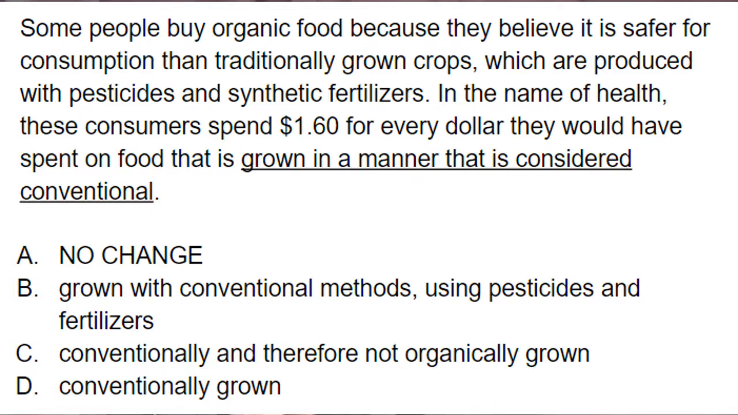If we look at B, it also appears to be long. Grown with conventional methods using pesticides and fertilizers. One thing to keep in mind is read not just the underlined portion, but also read the portion above. See where it says in the previous sentence, produced with pesticides and synthetic fertilizers. So we see that if we have that in the option for the answer, it would end up being repetitive. If we look at option C, conventionally and therefore not organically grown, that's repetitive and that's redundant. It means the same thing, therefore it is redundant. Option D, if we pay attention to what Baylor tells us, shortest is typically the best answer. This one, if we plug it in, does make the most sense.